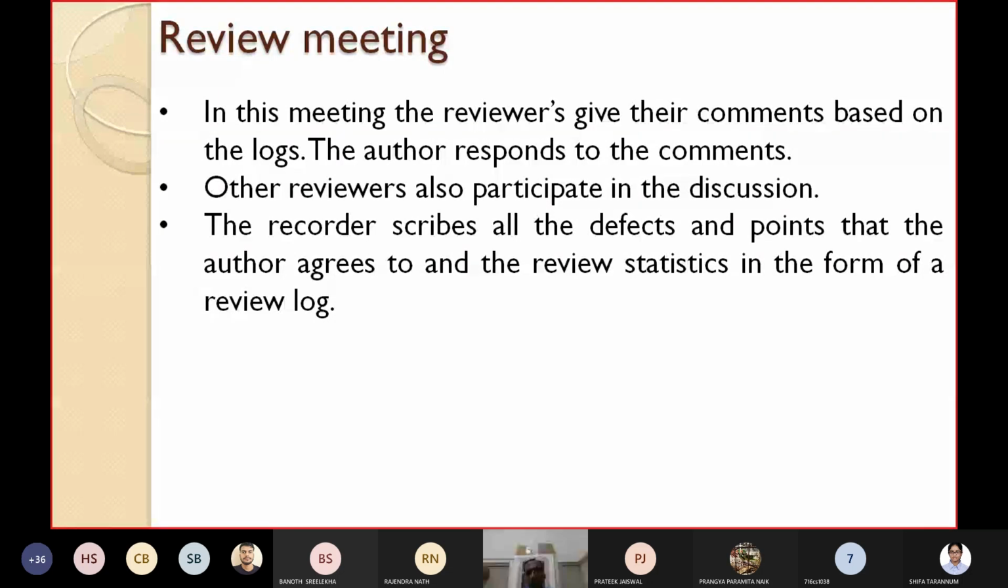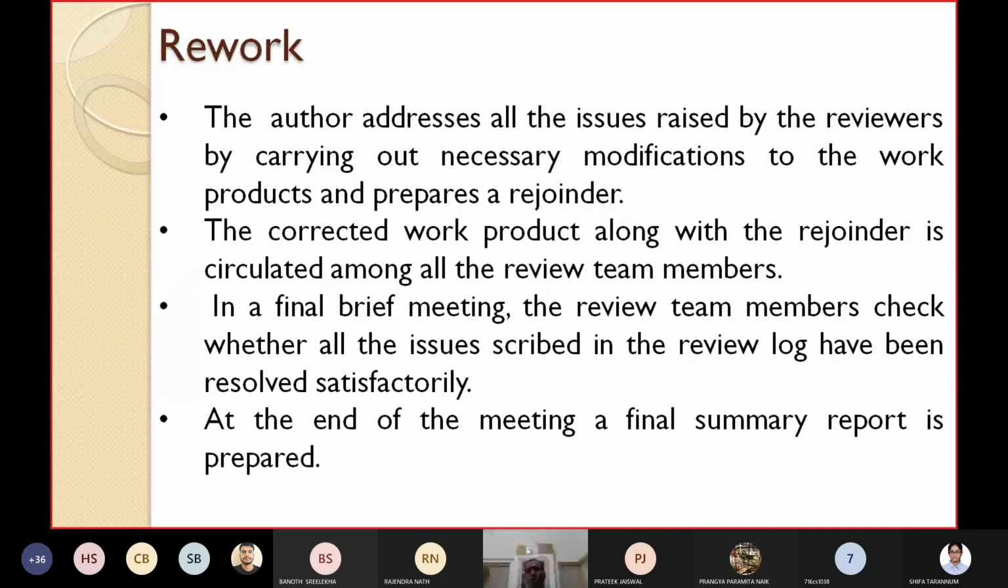Then comes rework. The author addresses all the issues. Because the reviewers have given some comments, these are the mistakes, these are the defects. So now this will be passed on to the author who prepared the work product. He has to address all of them. The author addresses all the issues raised by the reviewers by carrying out necessary modifications to the work product, and he prepares a rejoinder. Rejoinder means rebuttal, a response to the comments made by the reviewers.